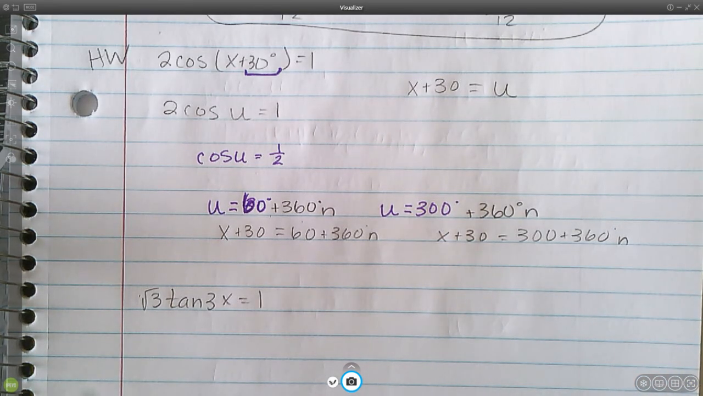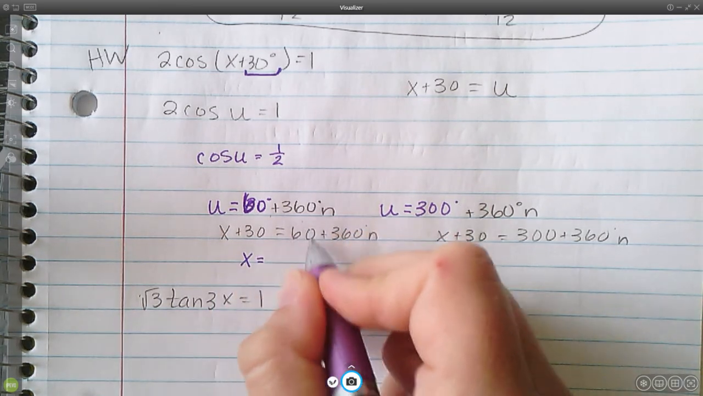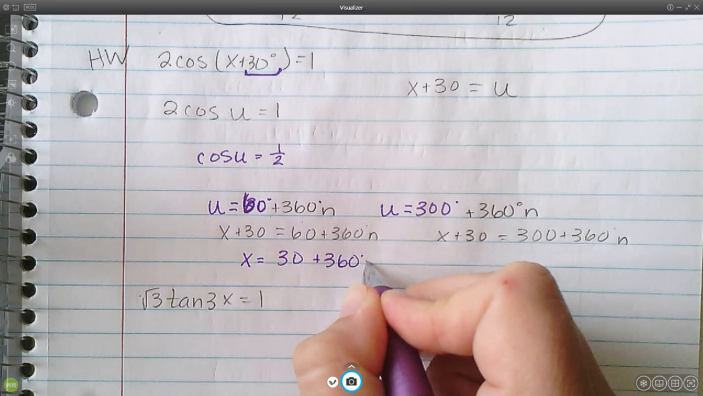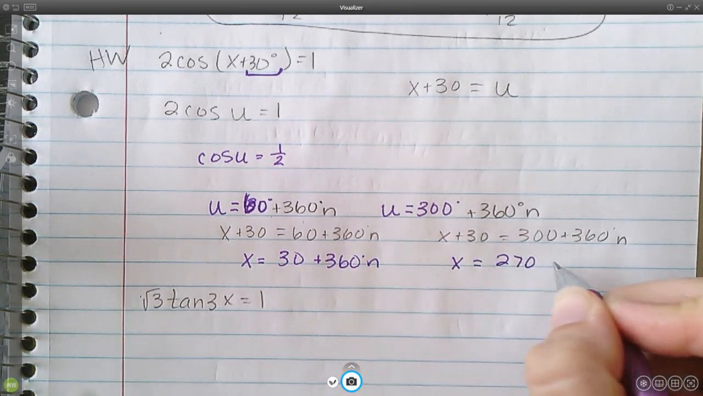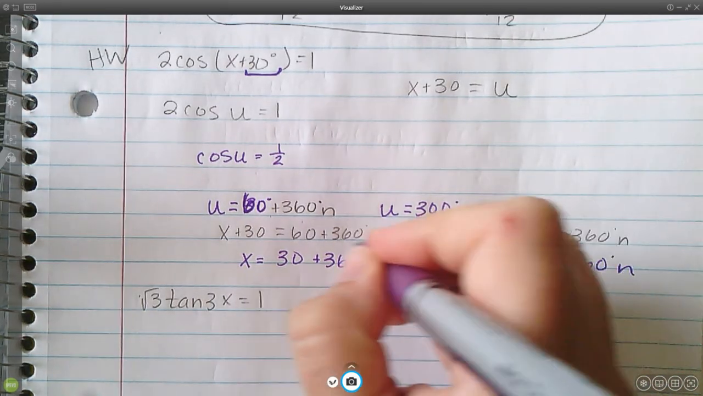Okay, and then you just need to subtract 30 from both sides. So we will have x equals, subtract 30 from here, and you get 30 plus 360 degrees times n. And x equals 270 degrees plus 360n. And these are your two answers.